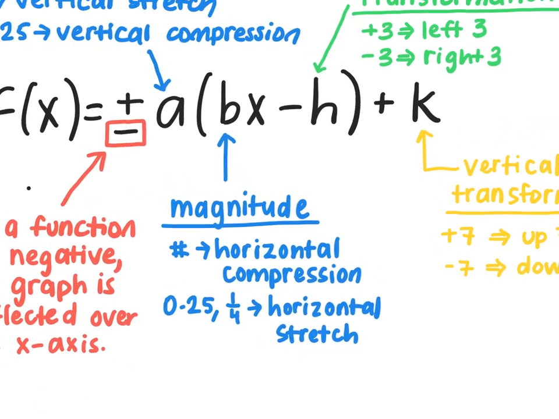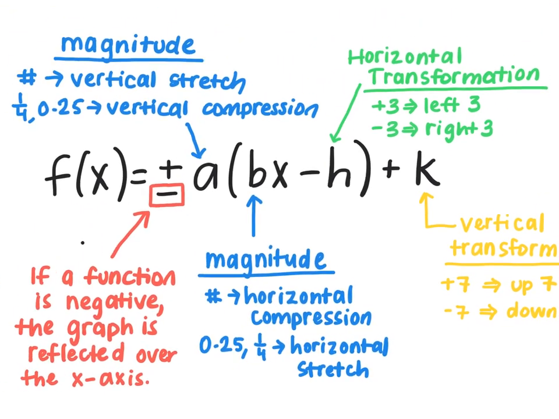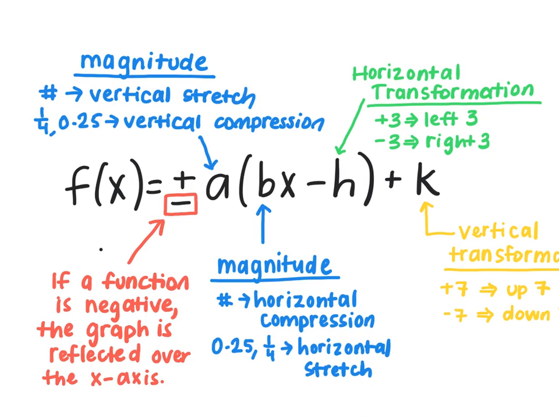Next, if there is a number in front of my x inside my group, so right here, that means I'm going to have a horizontal compression if it's a whole number, and a horizontal stretch if it is a decimal or a fraction. So that's the only difference between these two, that one is inside my group. My magnitude is going to be inside my group. Horizontal stretch and compression is going to be inside. Vertical stretch and compression is going to be on the outside. Y'all, both of these are going to be at the front of my equation.